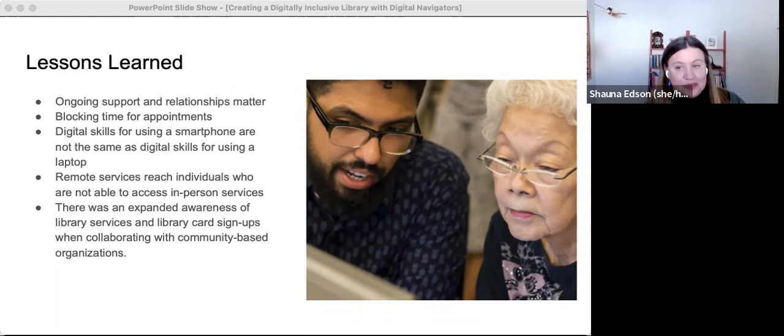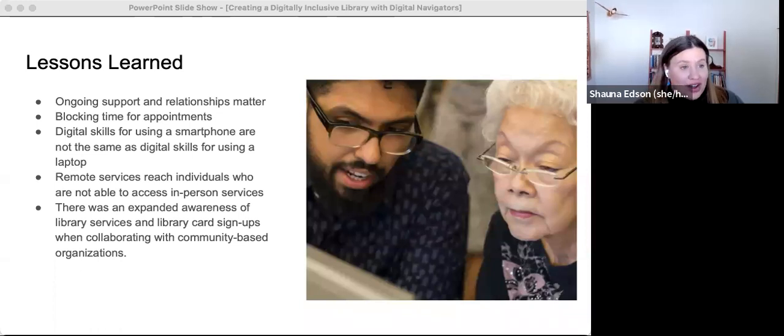We also recognize the library is not the best place to distribute free devices because we can't collect a lot of data about individuals and do some of the vetting that other organizations are able to do. So we didn't want our community to view us in the role of distributing devices.